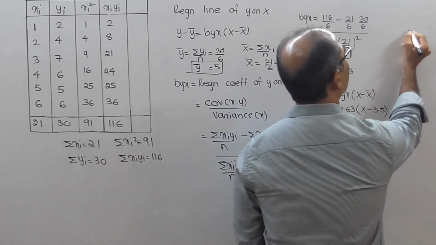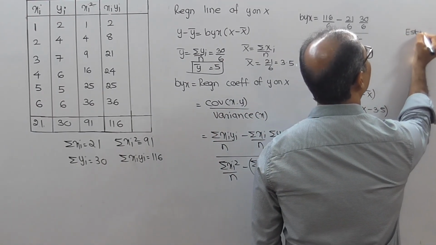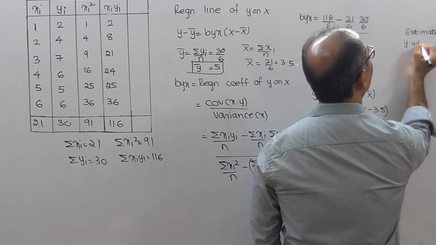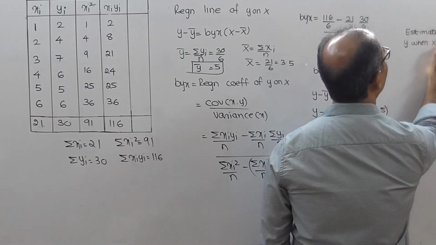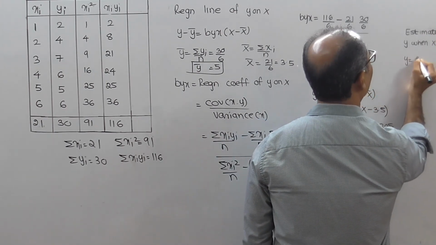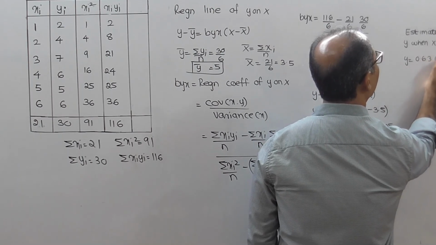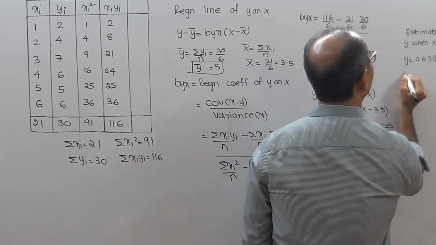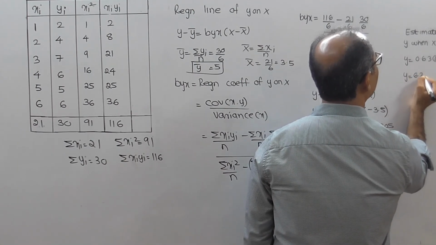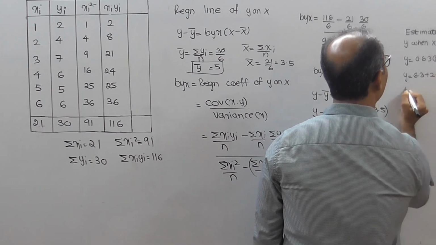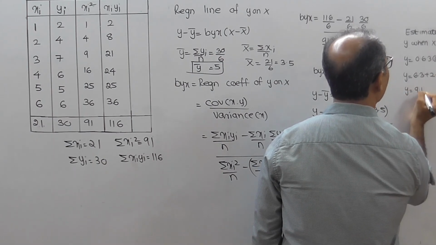Now they say estimate y when x equals 10. So you get y equal to 0.63 multiplied by 10 plus 2.8. You get y equal to 0.63 into 10, which is 6.3, plus 2.8. I think this will be 9.1.